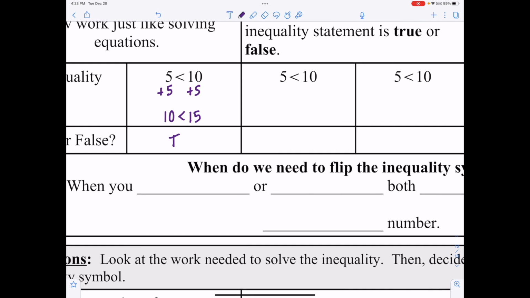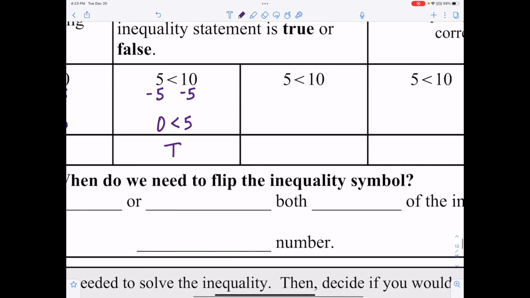Okay, let's go ahead and try subtraction and just see what's happened. So let's subtract 5 from both sides. And you can see we get 0 is less than 5, which is still true. Okay, so nothing different with adding or subtracting. Okay, let's go ahead and try multiplying instead. So we'll multiply by 5 to both sides. We end up with 25 is less than 50. And so this is still true.